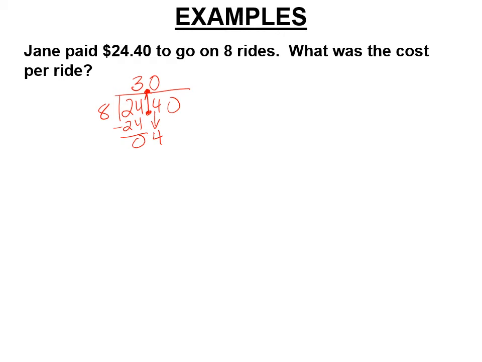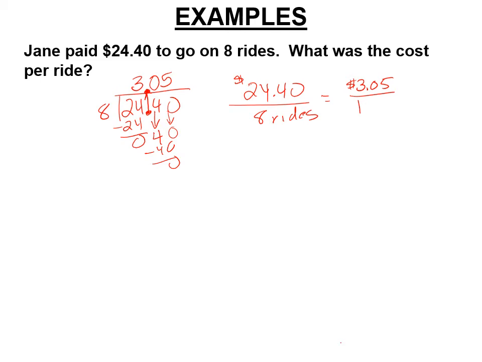A lot of students skip it. You cannot skip it. Now you bring down that 0. 8 into 40 goes 5 times, right? And so the answer is, right, I want to do these like all the others. I wrote $24.40 for 8 rides. The unit rate, so that was a rate, the unit rate is $3.05 for 1 ride.